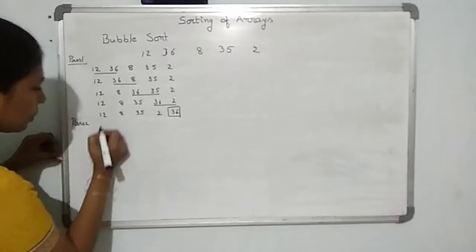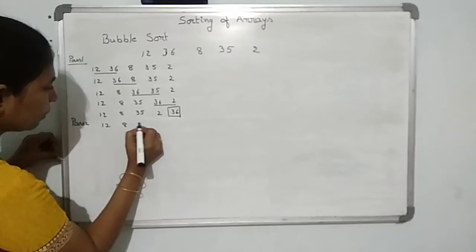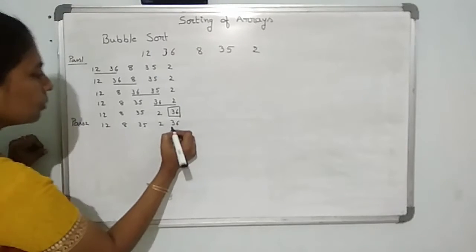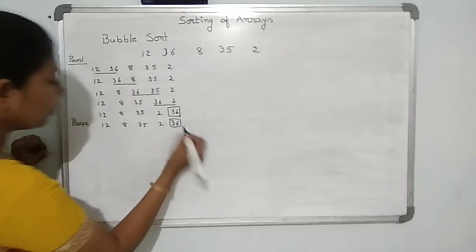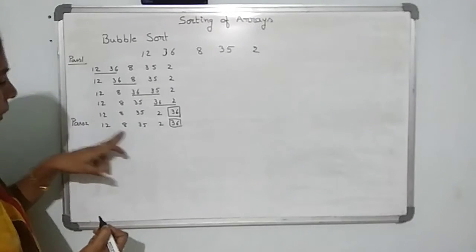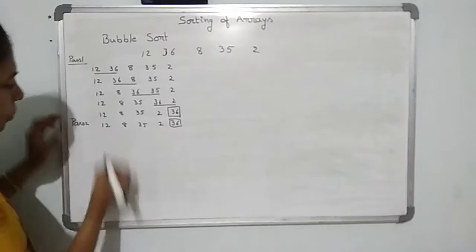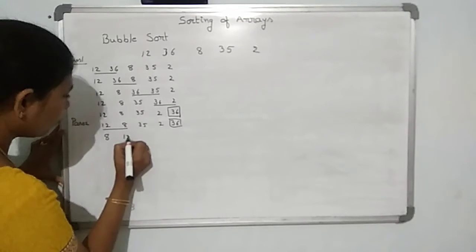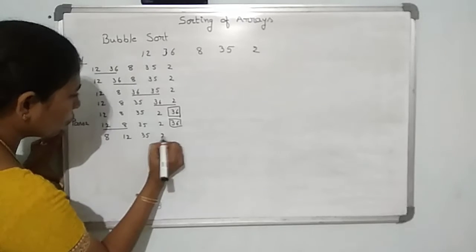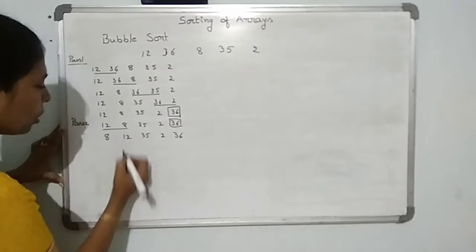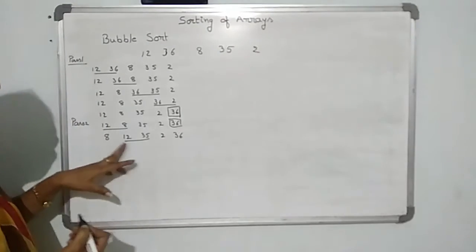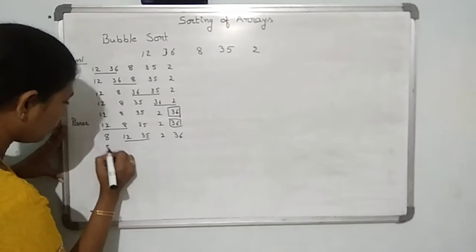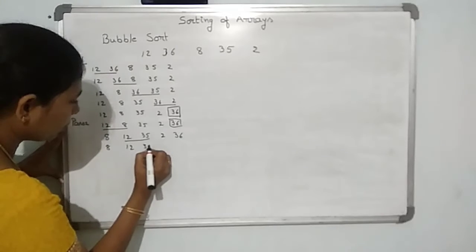In that I am taking the elements 12, 8, 35, 2, 36, and 36 is the already selected element. Now compare 12 and 8. 12 is greater than 8, so you apply the swapping of the two elements: 8, 12, 35, 2 and 36. Now compare 12 and 35. 12 is less than 35, so you cannot apply any change. So the same elements must remain.